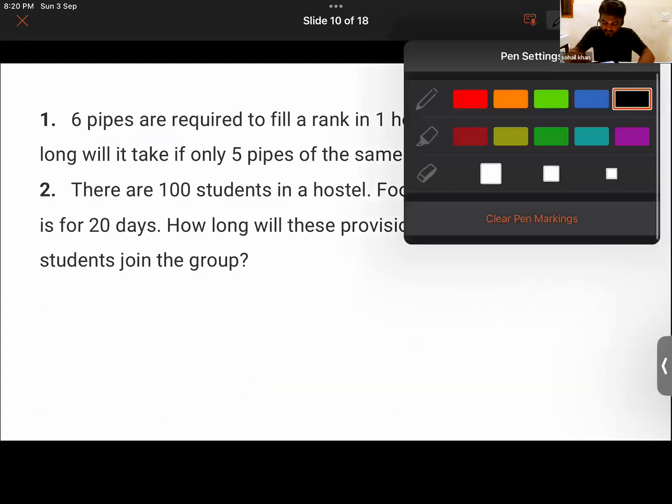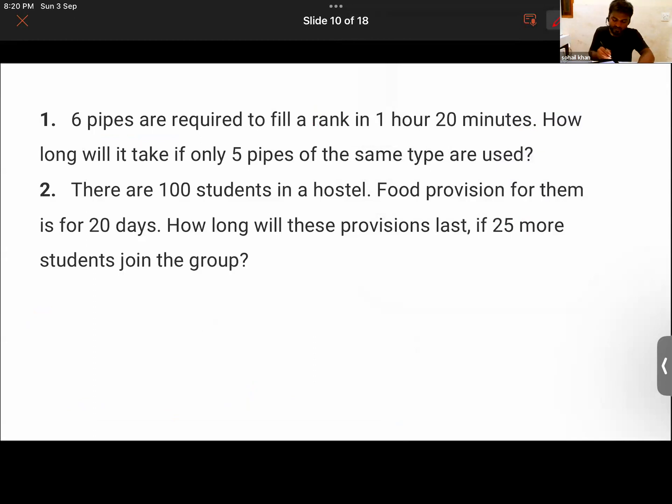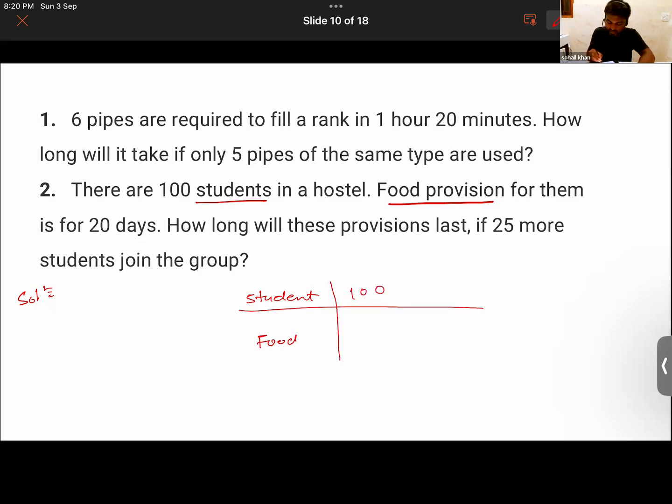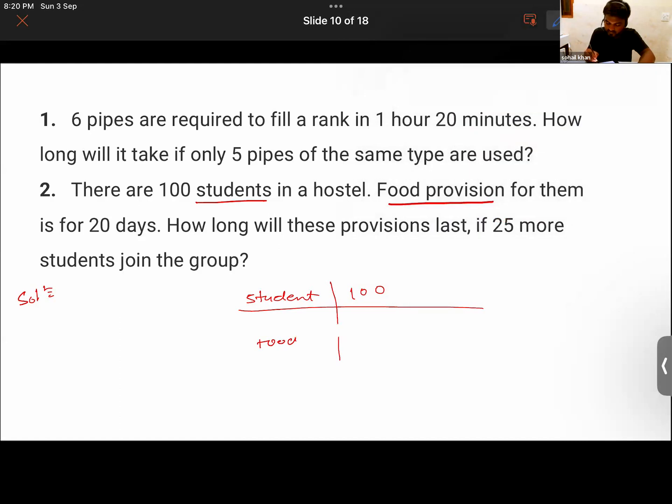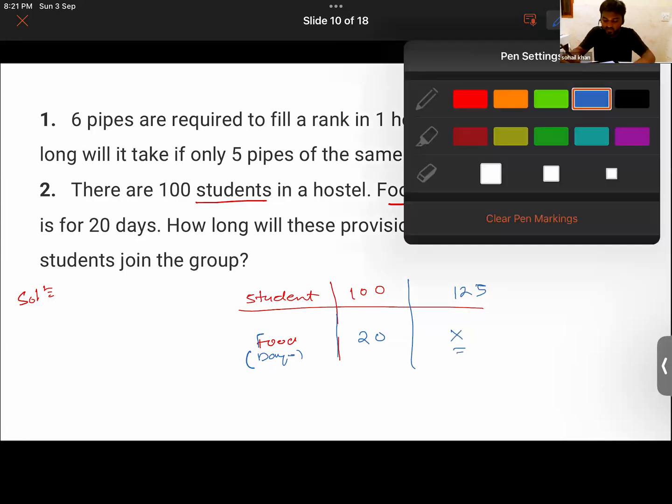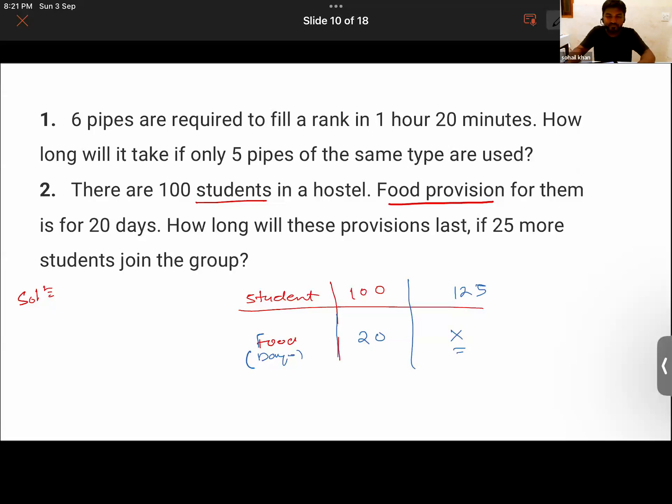Okay, let's move on to the next question. Solve the next question also. The question says that there are 100 students in a hostel. So first you will make a table of the values given: students and food amount. The question says that for 100 students, the food lasts for 20 days. And how long will these provisions last if 25 more students join the group? So now it is 125 students. How long is the food going to last? You will assume it as X. It is also easy. Using the same method above, you can solve it. Solve it.